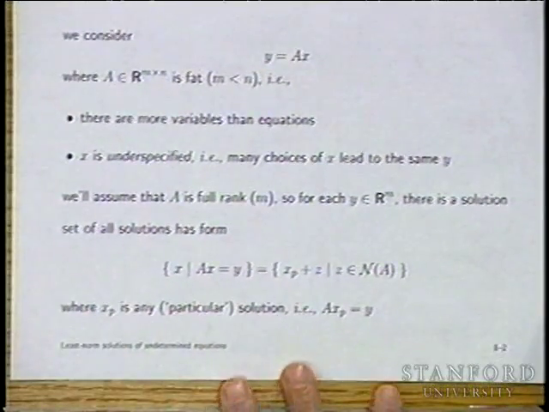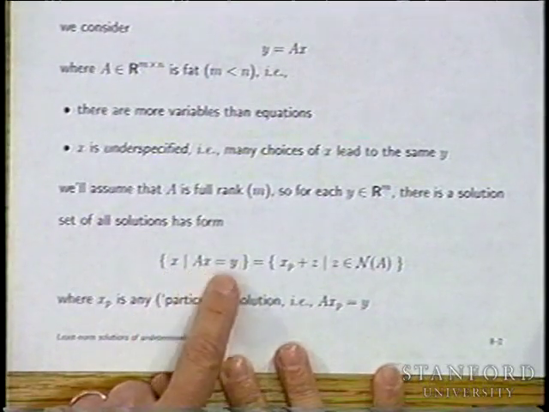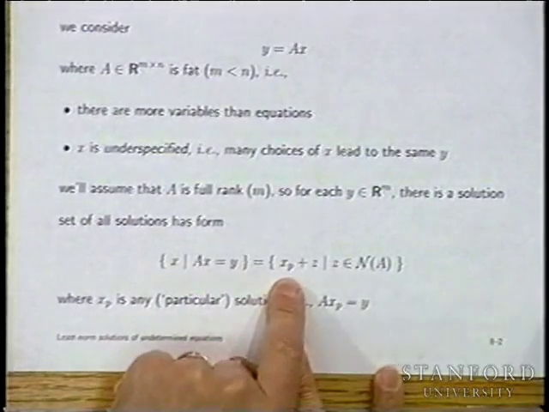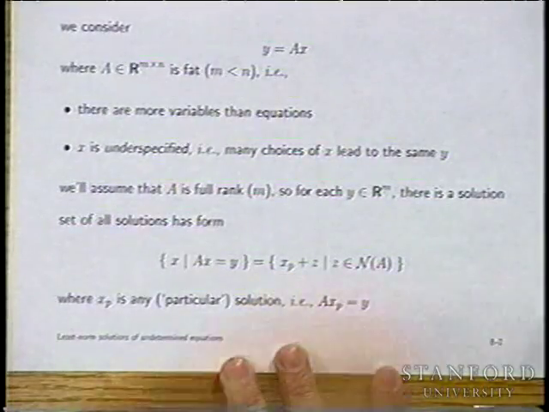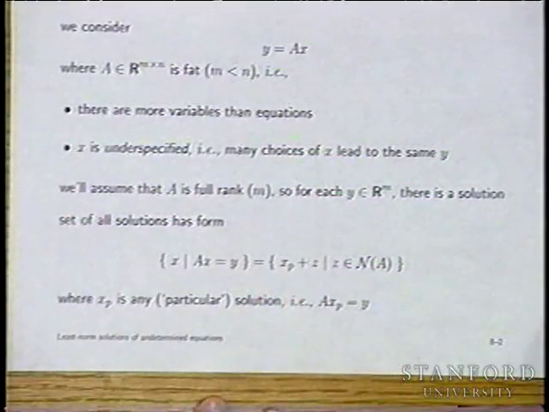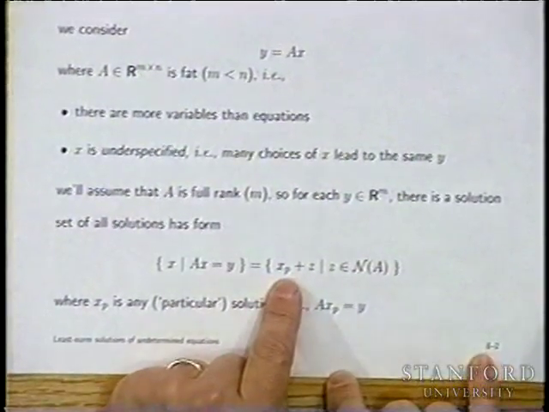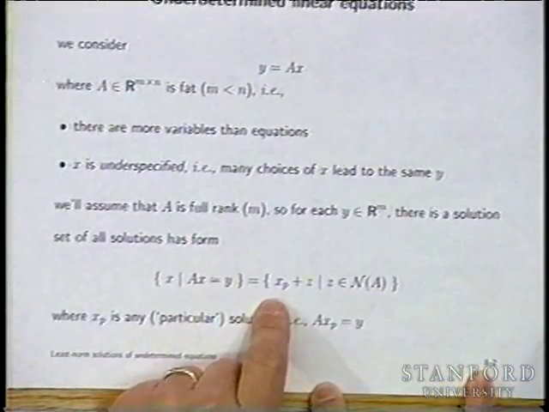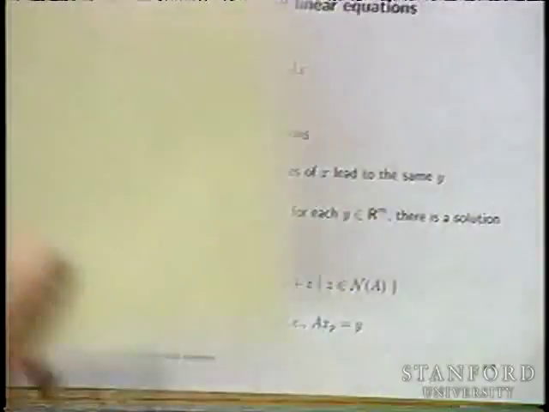Then all solutions look like this. The set of all x's that satisfy Ax equals y is: you find any particular solution here. You will very shortly see a formula for one. You take any particular solution and you add anything in the null space. By the way, if a person chooses a different x_p here, you get the same set, because the difference of any two solutions is in the null space.